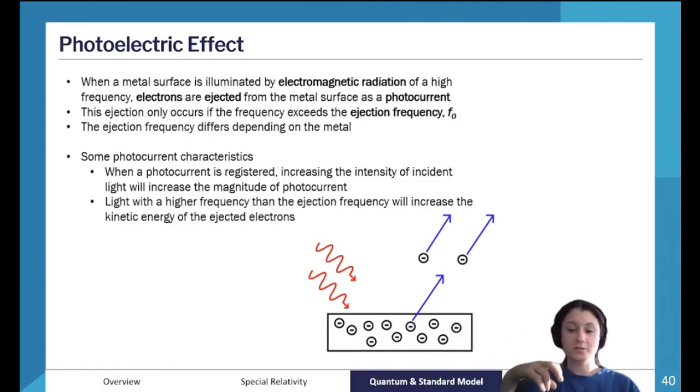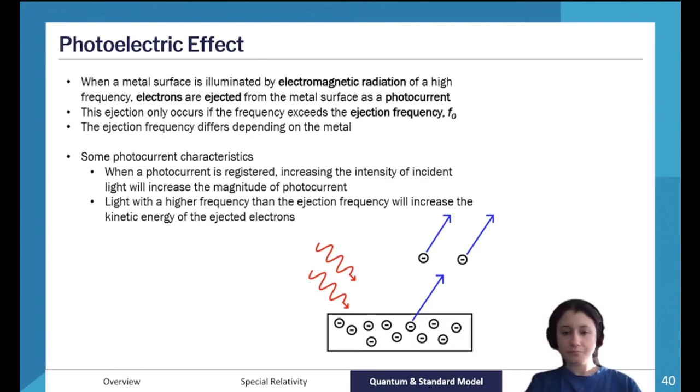Once you've reached the threshold frequency, you've got just enough energy to get those electrons out of the metal. And then after you keep increasing the frequency, each of those photons keeps on giving a greater amount of energy to each of those electrons.